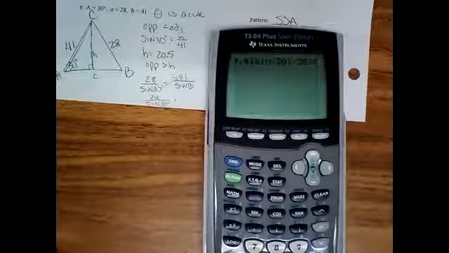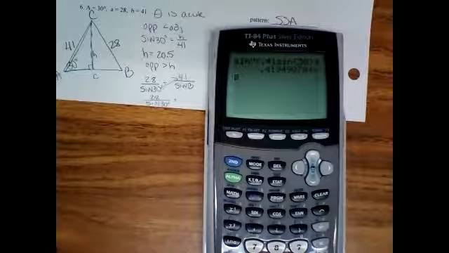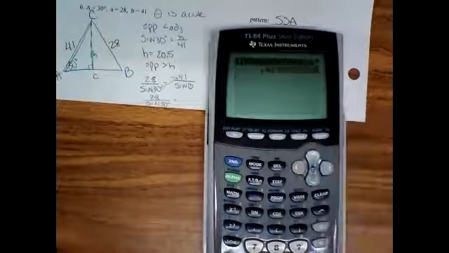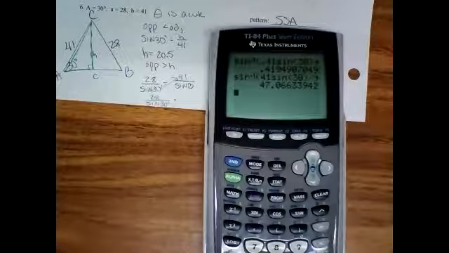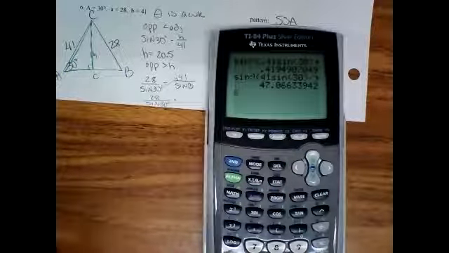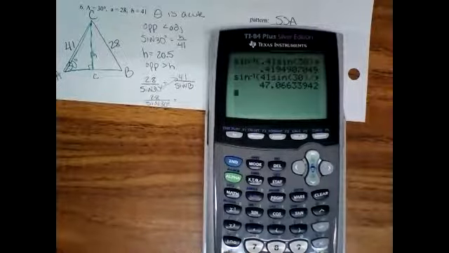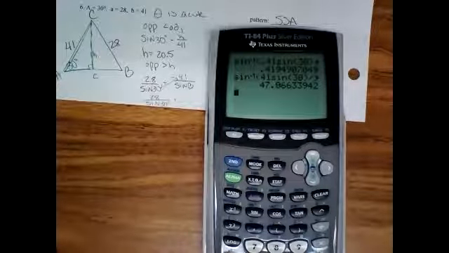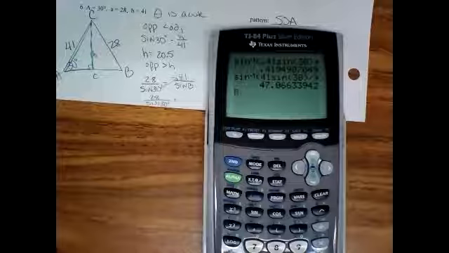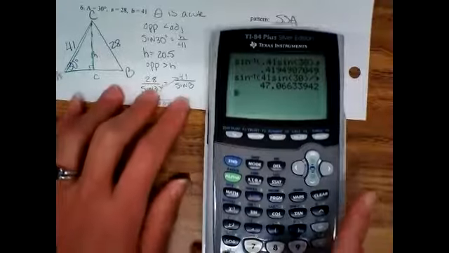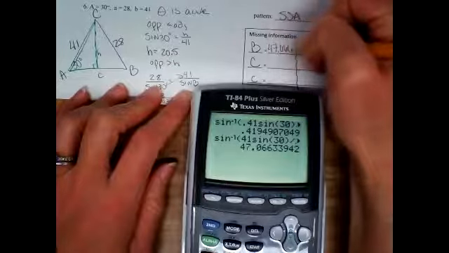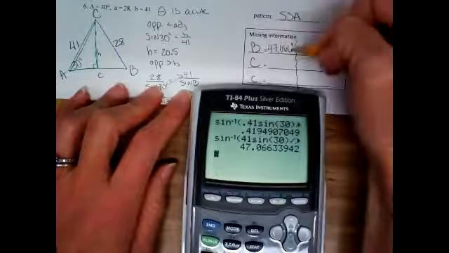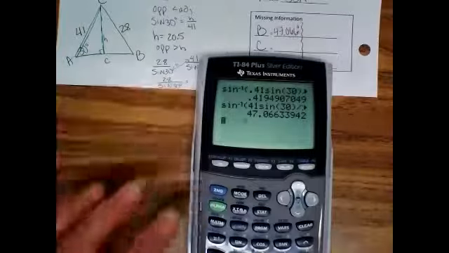Moment of truth. Anyone want to share? What did you get? Oh, I hit something wrong. I hit decimal point 41 instead of just 41. Let me get rid of that. There we go. Is that what you got? 47.066. Do you see how I knew it was wrong? Because it didn't make any sense for it to be 0.419. All right. So this is 47.066 degrees. Hurry up, capture it before it gets away. Store alpha B, enter.